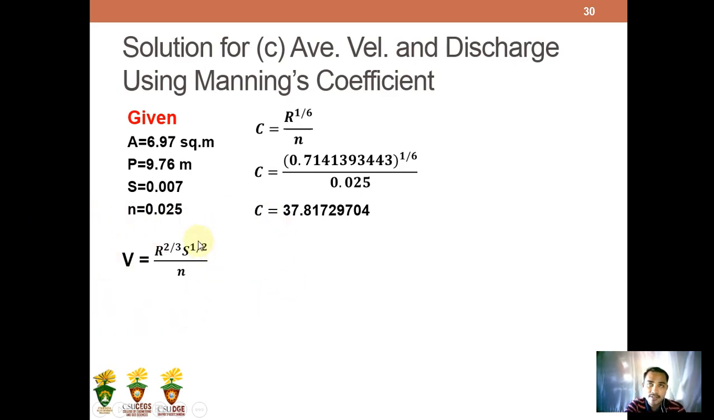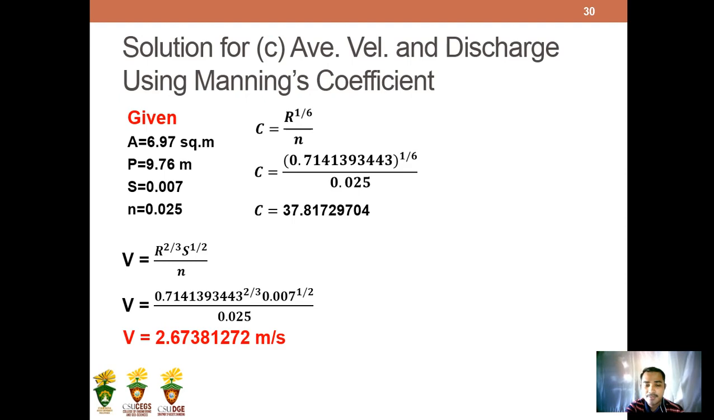So this is the formula that I introduced earlier. So to get the velocity, V is equals to R raised to the power of 2/3 times S raised to the power of 1/2 over N. Substitute its values for R, which is 0.7141393443 raised to the power of 2/3, and S to be 0.007 raised to the power of 1/2, and N to be 0.025. So we have a value of 2.67381272 meter per second, the same as the velocity earlier.